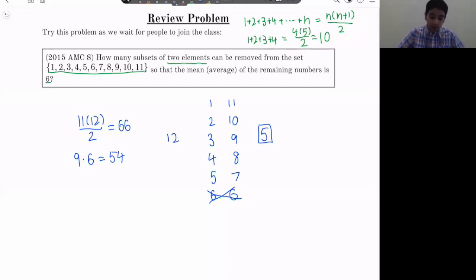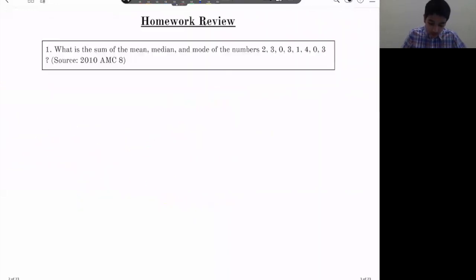If there are no questions, we'll move on to homework review. What is the sum of the mean, median, and mode of the numbers 2, 3, 0, 3, 1, 4, 0, 3? In this problem, all we really have to do is find the mean, median, and mode.